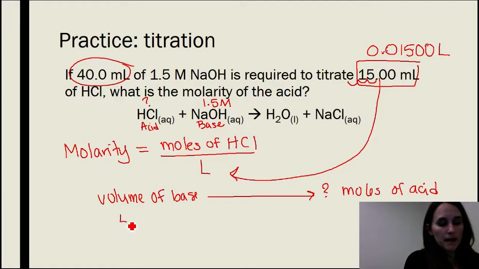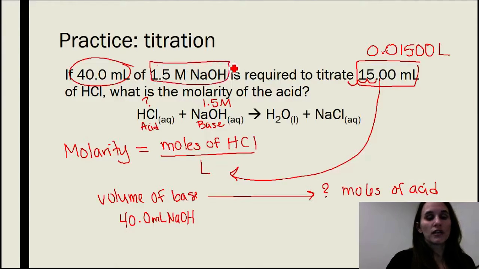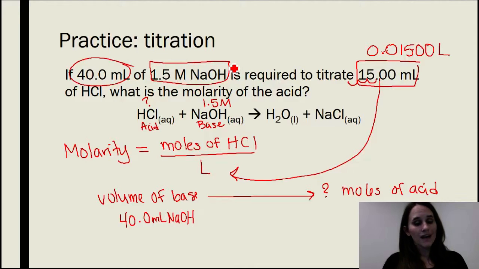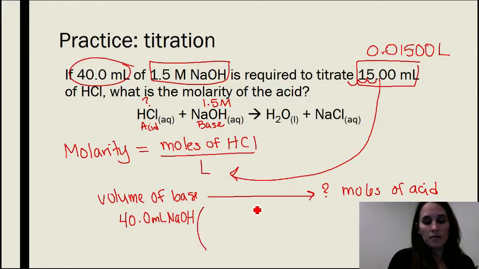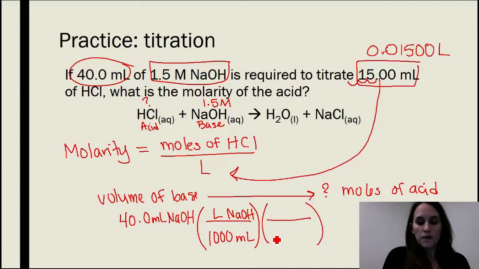So my volume of my base is 40 milliliters of sodium hydroxide. But before I can use this concentration to go from liters into moles, I do need to convert to liters, because that's the language of my conversion factor. So there are 1,000 milliliters in a liter of sodium hydroxide. Now that I'm in liters, I can use the molarity. So 1.5 moles of sodium hydroxide in every 1 liter.